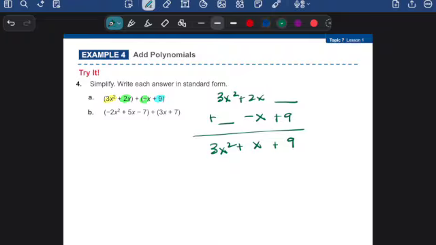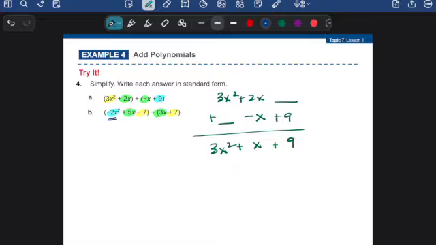For part B, I'm going to show you with arrows. So again, I've got my different terms. I have an x squared term. I don't have any others. I have two linear terms that I'm going to combine, and then I have two constants I'm going to combine.